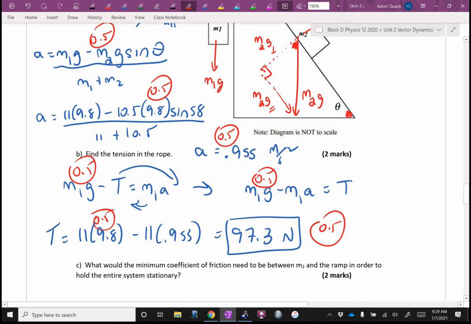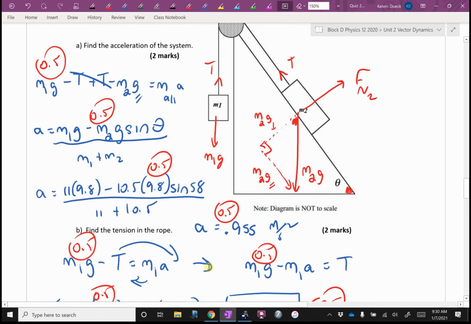Ooh, nice follow-up question. What would the minimum coefficient of friction need to be between M2 and the ramp in order to hold the entire system stationary? I guess that means A is 0, which is kind of nice. Well, which way will I add friction to my free body diagram? Up the ramp or down the ramp? Because which way is M2 sliding? Up the ramp, so friction's going to be acting down the ramp.